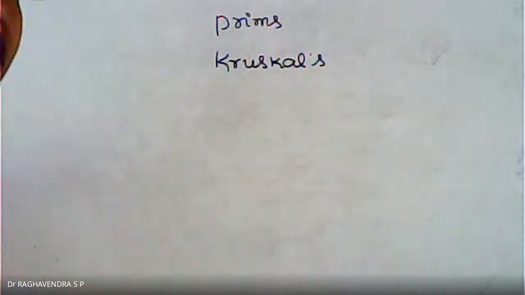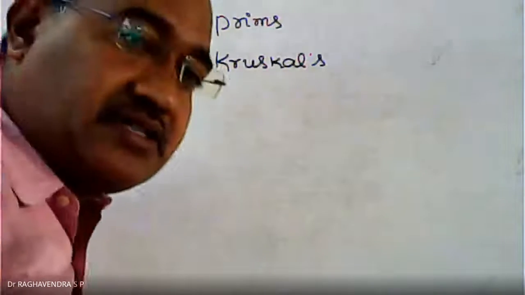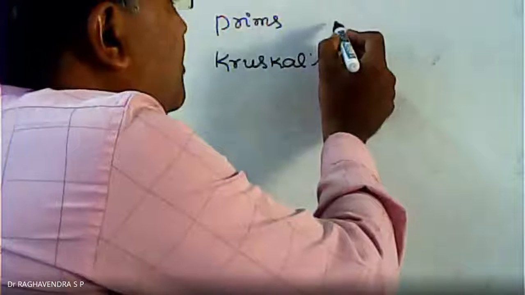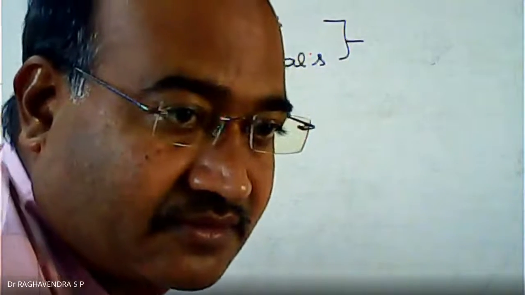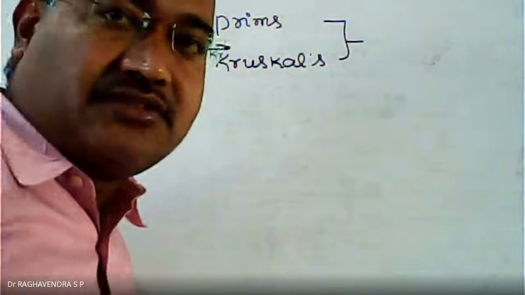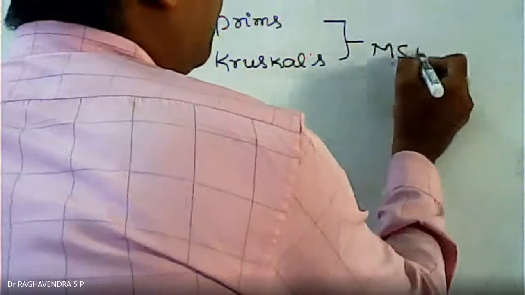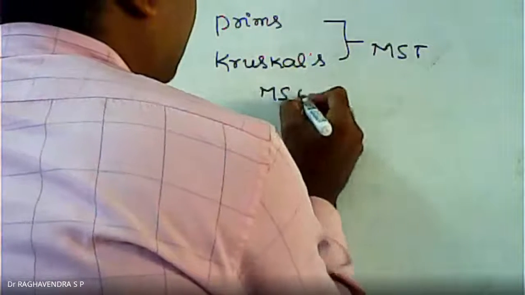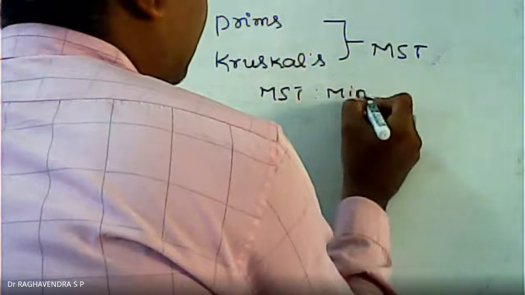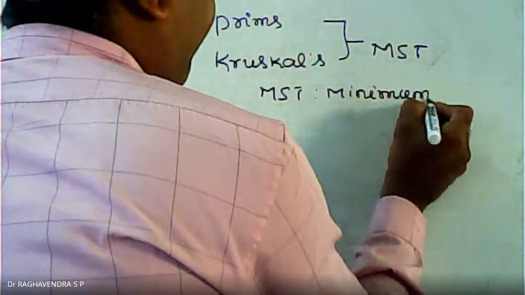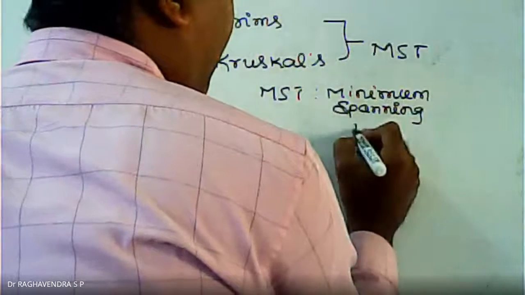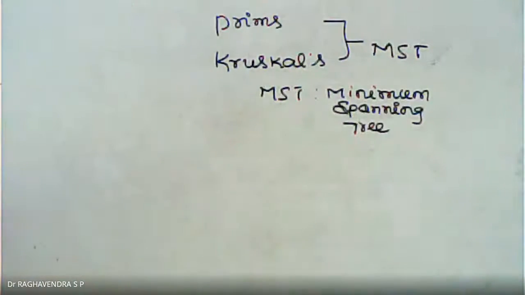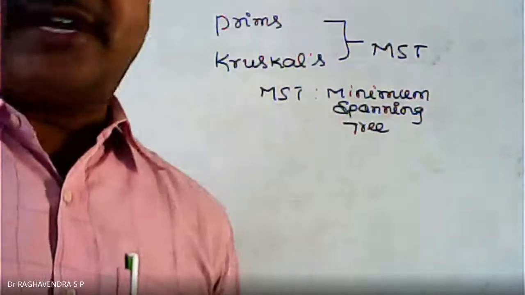These two algorithms I have already explained in my theory class. Both of these algorithms are used to find the minimum cost spanning tree. MST means minimum spanning tree. So this is today's discussion, and first we are going to take Prim's algorithm.